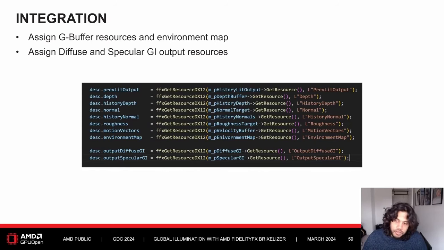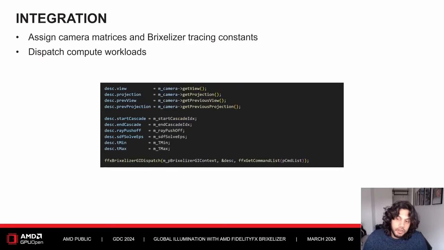You also need to provide the shading output from the previous frame as well as an environment map to sample at ray misses. Then finally, provide two output resources that will store the diffuse and specular GI outputs. Then you can pass the camera matrices and the constants required by Brixelizer, such as the start and end cascade index. Then, finally, you can call FFX Brixelizer GI dispatch using the context, dispatch description, and your command list.